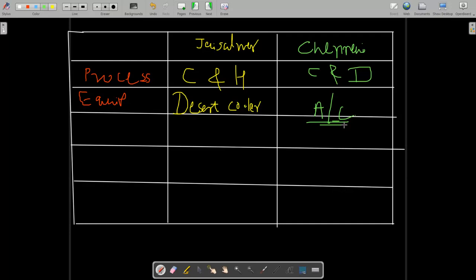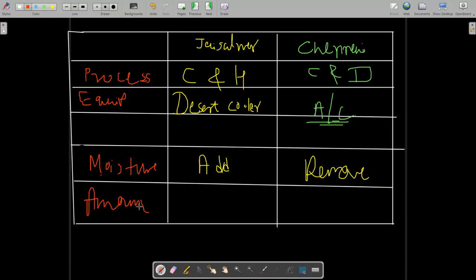So you have to know which equipment is used for which process of psychrometrics, and the amount of heat added or removed. Sorry, not heat, the moisture. In both cases we have to remove heat, but moisture, here in Jaisalmer we have to add, and here in Chennai we have to remove. I have shown you in the psychrometric chart. And what is the amount?